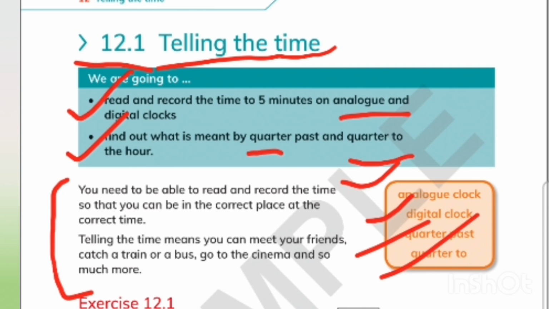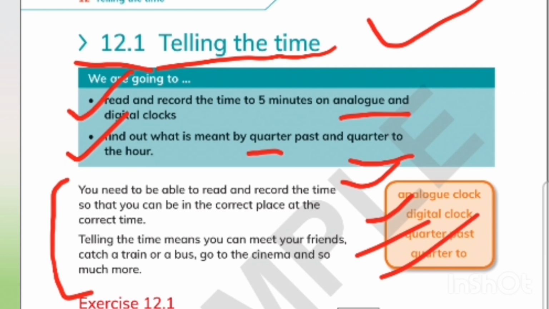If you don't have a clock, or you have a clock but you cannot read it, you don't have the ability to read the clock, so what will happen? Obviously you will not know about the time and you will be late. So this is the best way to tell the time. Telling the time means you can meet friends, catch a train or a bus, go to the cinema to watch a movie, or go to school on time. So this is very much helping us.